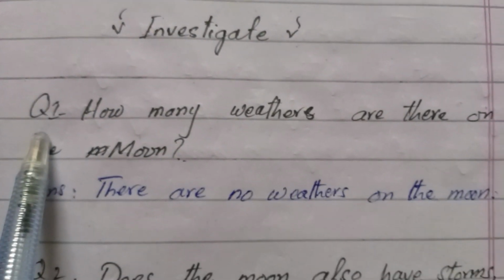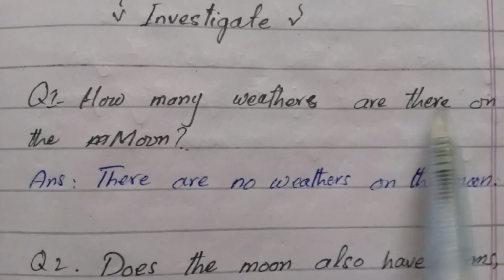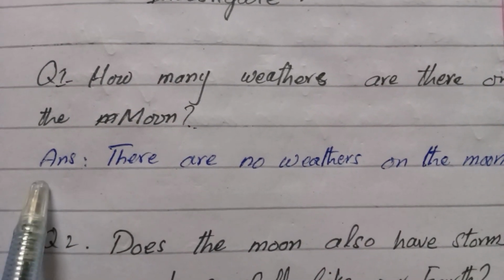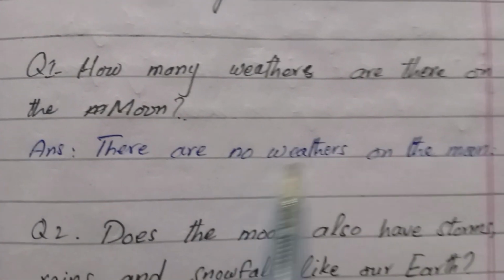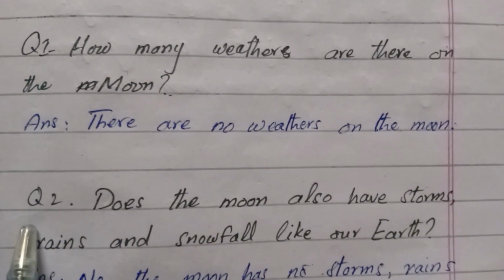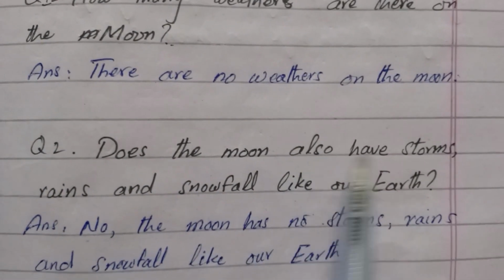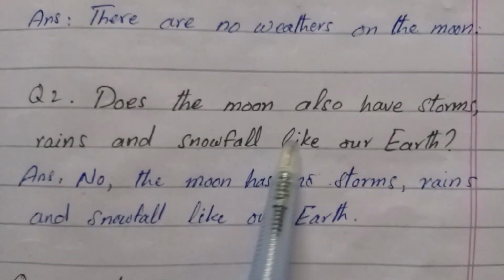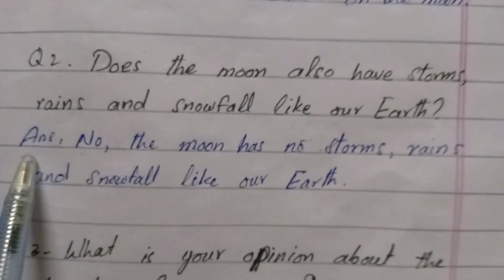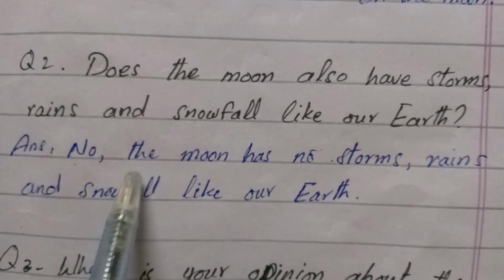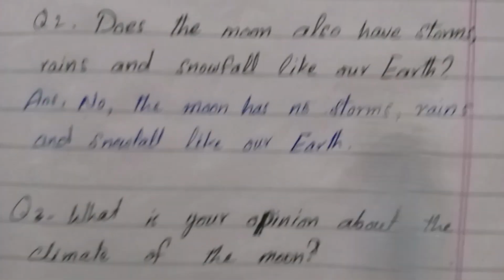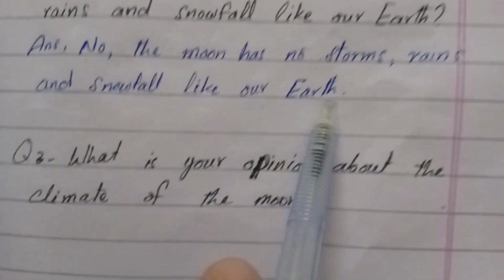Investigate. Question number 1, how many weathers are there on the moon? Answer: there are no weathers on the moon. Question number 2, does the moon also have storms, rains and snowfall like our earth? Answer: no. The moon has no storms, rains and snowfall like our earth.